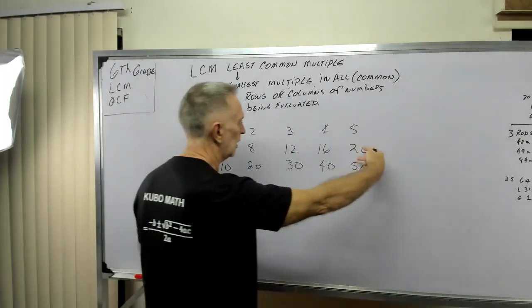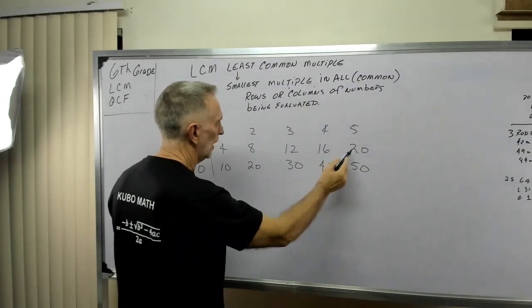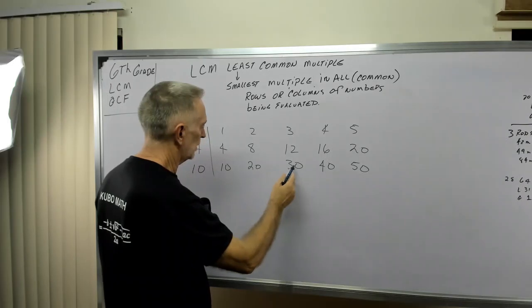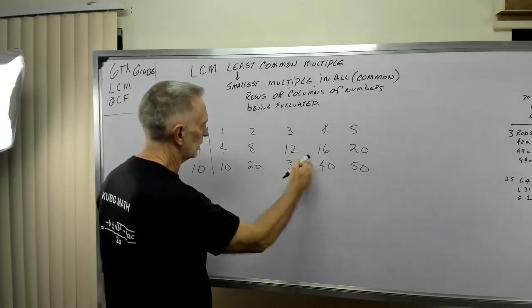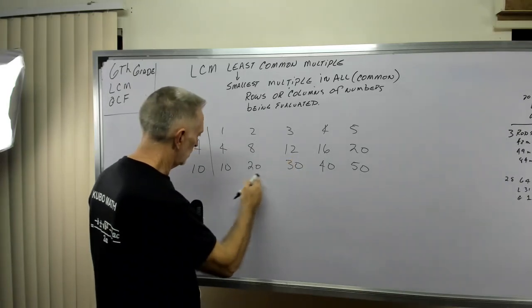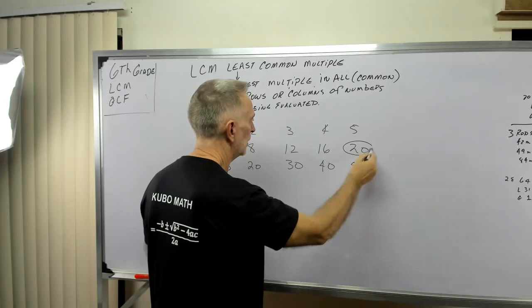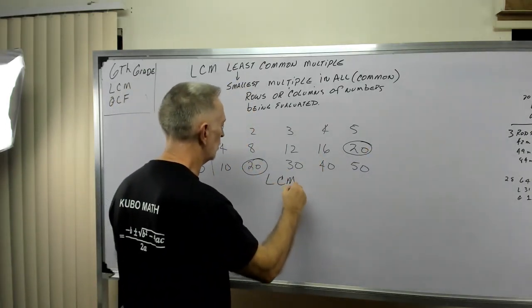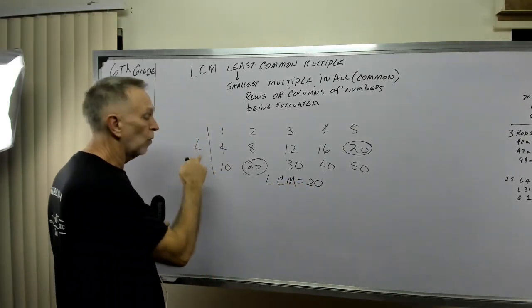So I start here and I start working my way down. Well, I have a 20 here. Where can I find a 20? Oh, here's one. Well, let's see, is there a number smaller? 16, 12, 8, 4, no. So 20 is the least common multiple between 4 and 10.